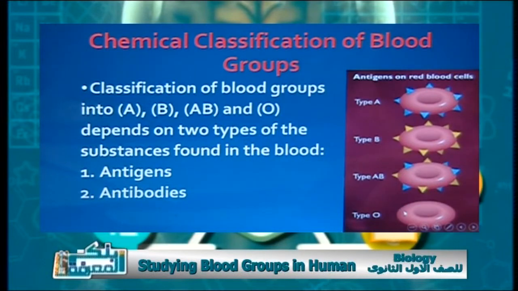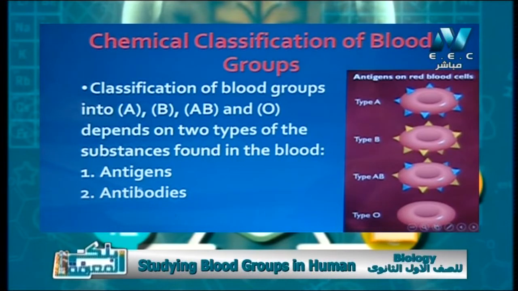But the person who is blood group O has no antigens on the red blood cell, as you see in this picture. So the classification of blood groups into A, B, AB, and O depends on two types of substances or the antigens found in the blood group. So the antigen is one of the characters that can be found in these persons.